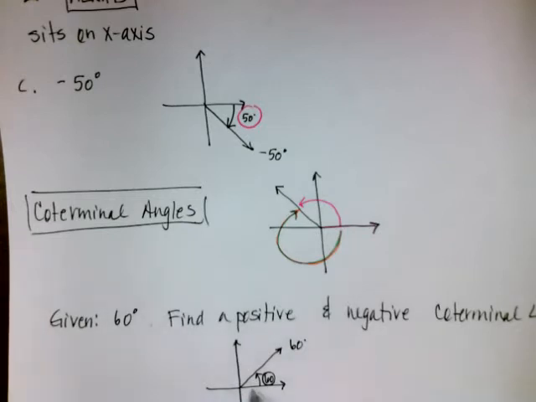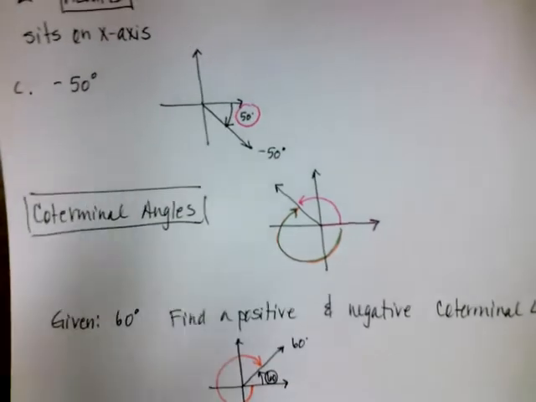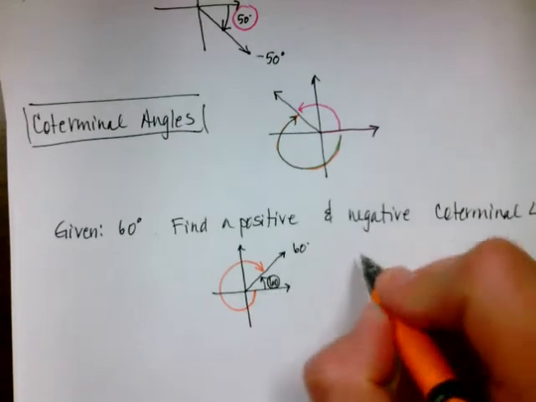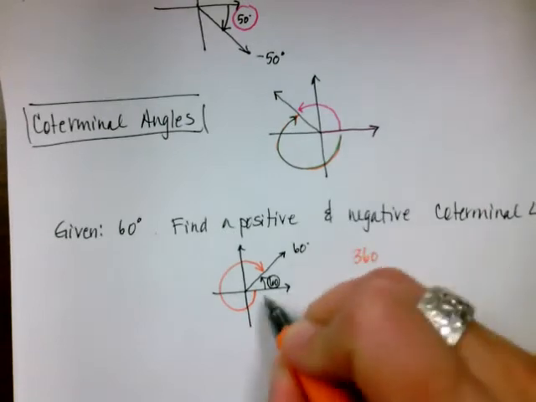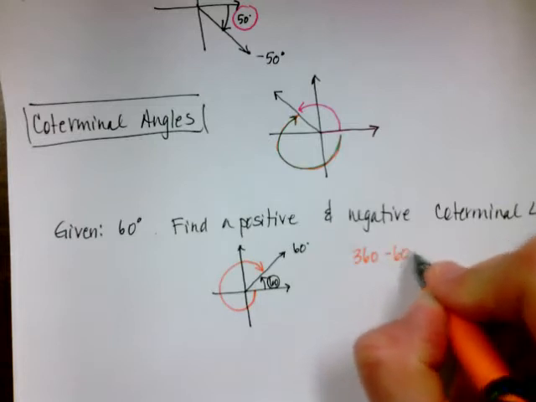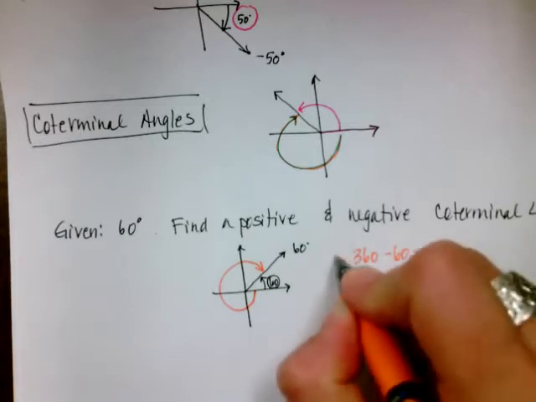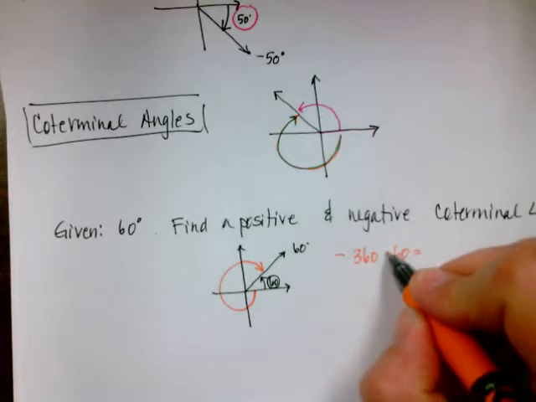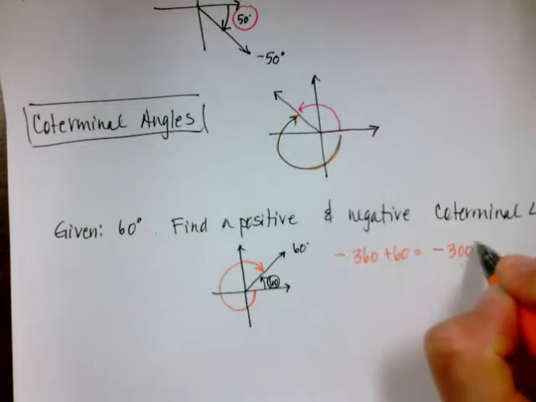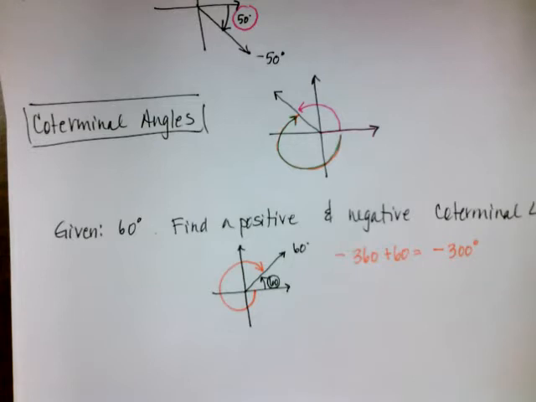So for my negative rotation, I'm going to start at x is equal to 0, and I'm going to go all the way around to get to the angle going the opposite direction. Well, if I had gone all the way to 360, all the way to here, and I backed up 60, so I take away 60, and I put the negative rotation, back up positive, so it's going to be a negative 300 degrees, okay? So that's going to be my negative coterminal.